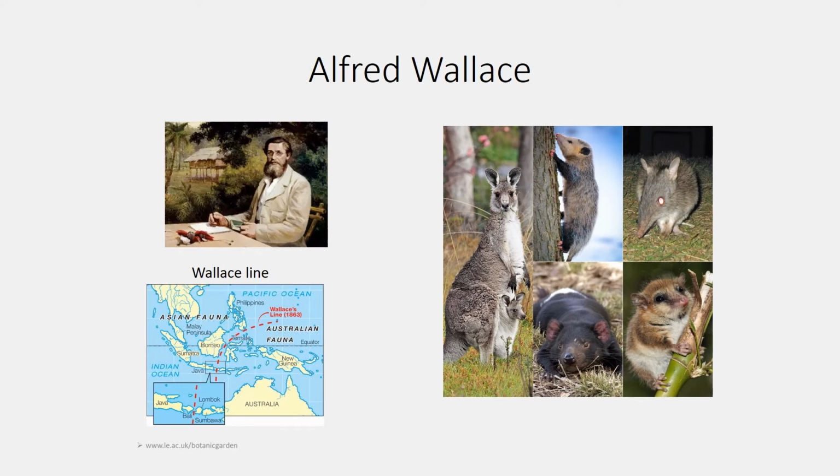Alfred Wallace, a scientist who once worked as a school teacher in Leicester, travelled to both Australia and Borneo and realised that the animal and plant life was very different in these places. Kangaroos and other marsupials are found in Australia, but not in Borneo or other parts of Southeast Asia. He invented the Wallace line, which shows the divide between one set of species and another.